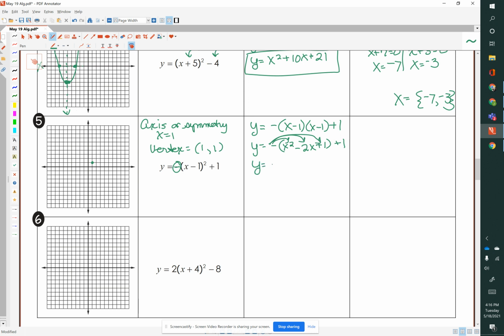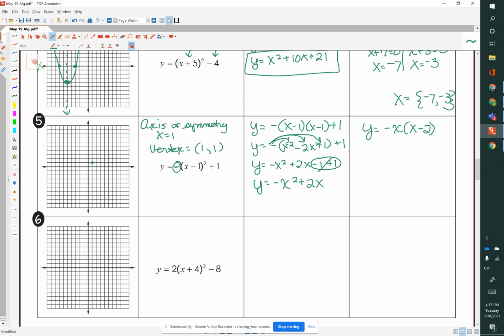So let me do all the steps for you. Negative x squared plus 2x. So this would be -1, and then we have that +1. So these will cancel themselves out. So y will equal negative x squared plus 2x. And when we factor this, we're just going to factor out the negative x. So y equals negative x times (x minus 2).